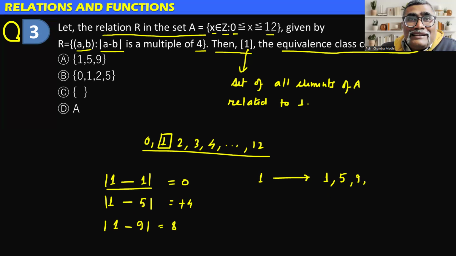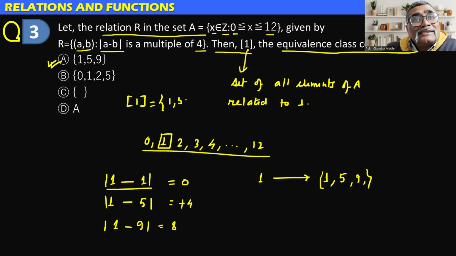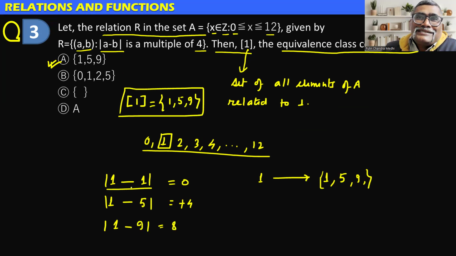Okay. Then the last element is 12. So 1 minus 12 is 11. Right? Had it been 13, 13 would have been related, but here 13 is not there. So what are the three elements related? 1, 5, 9. So your answer is this. The equivalence class of 1 is, if in a descriptive question you have to write, your answer writing style would have been this. So that is the answer.